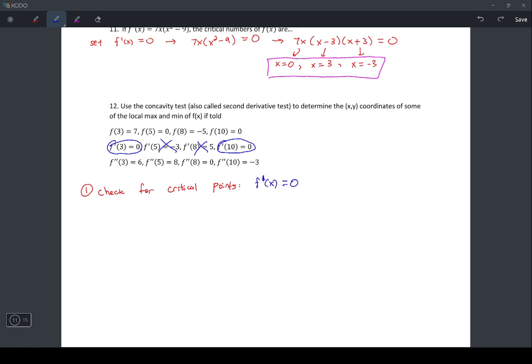Okay, so f of x has a critical point at the x coordinate 3, comma, the y coordinate 7. The 7 comes from f of 3.